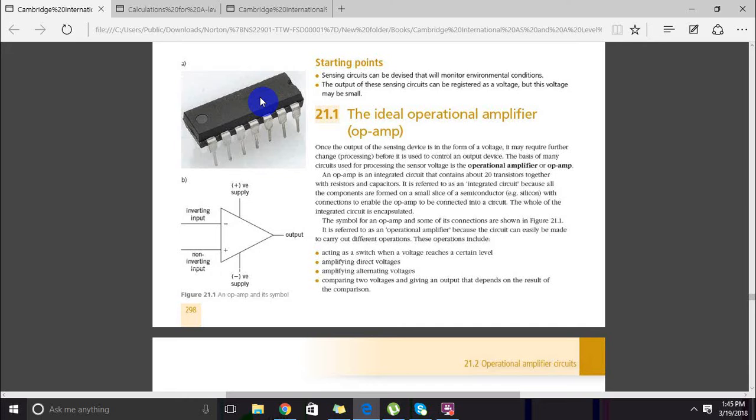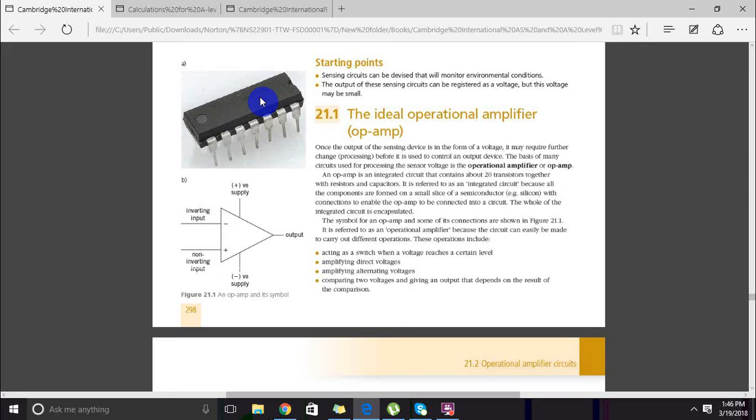So it's complicated stuff. And it's an integrated circuit because all of the components are formed on a small slice of a semiconductor with connections to enable the op-amp to be connected into a circuit. And the whole of the integrated circuit is encapsulated. So this isn't really relevant. So now we know that its function is the processing of sensor voltage.